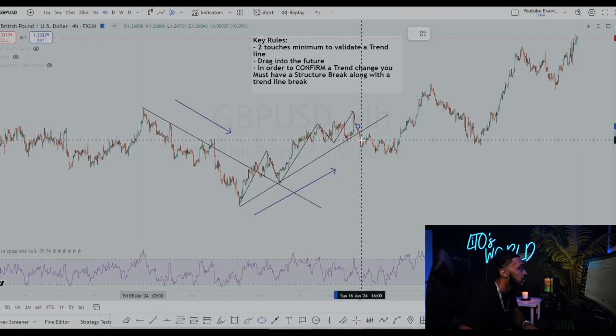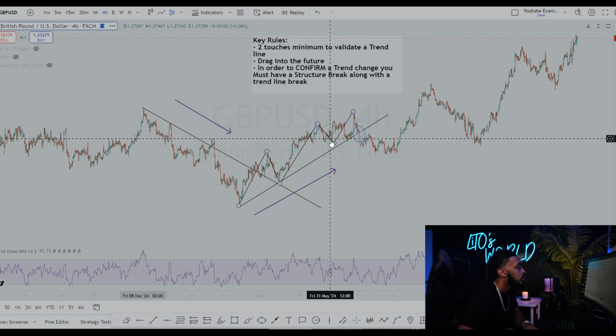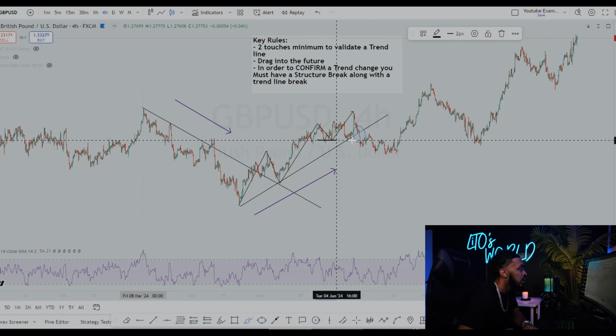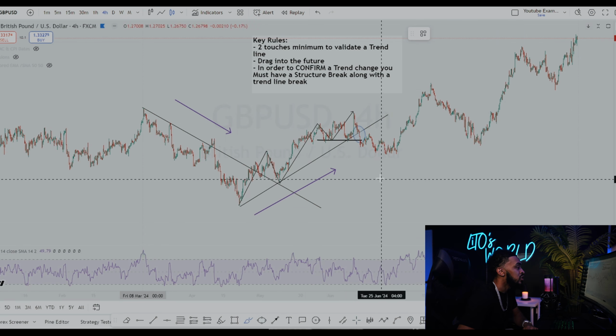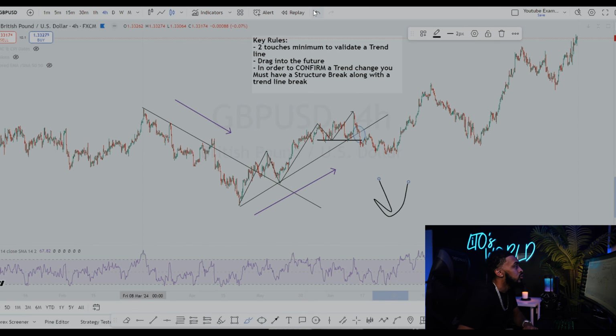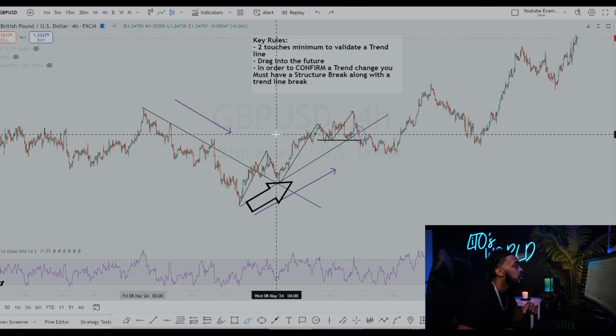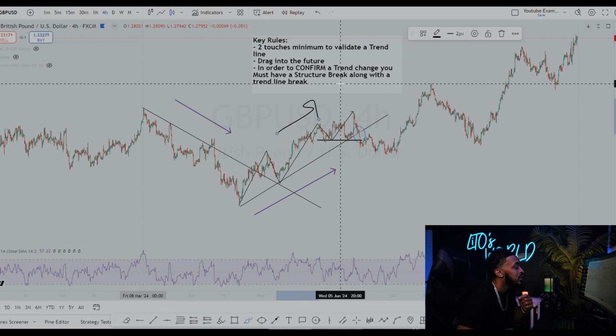Our trend breaks at this area right here. But not only did our trend break, our structure broke. We had a break of structure at this higher low point here. And then what did the market do? The market then transitioned into an overall downtrend. So now we understand that this uptrend that we were in is now over.